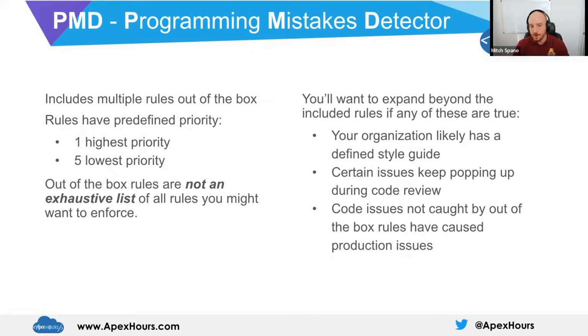And PMD comes with a collection of rules by default, but the thing is that the rules that PMD contains are not exhaustive of all of the quality signals that you should be enforcing in your organization. You're going to want to expand beyond the scope of the included default PMD rules if your organization already has a defined style guide. And if you don't already have one, I would definitely recommend that you create one. If there are certain issues that continue to pop up time and time and time again during code review, it's like, hey, we really need to make sure that we include the private access modifier. If that keeps coming up, you might want to consider writing a PMD rule for it.